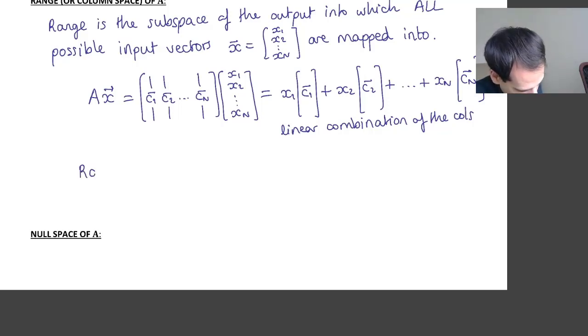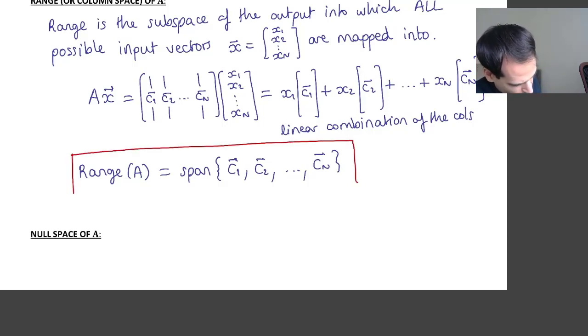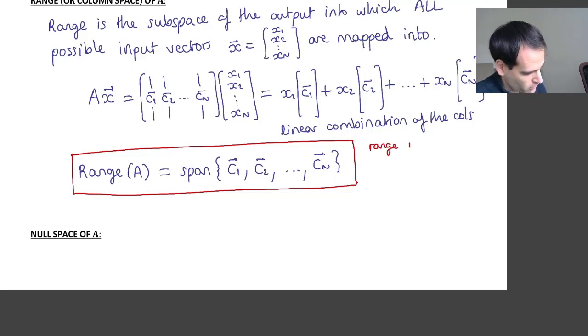So let me write it. Range of A equals the span of the n columns of the matrix. And this is the formal definition of the range. And this is how books will define the range. This is also the reason why the range is also called the column space, which is an easier name to remember.